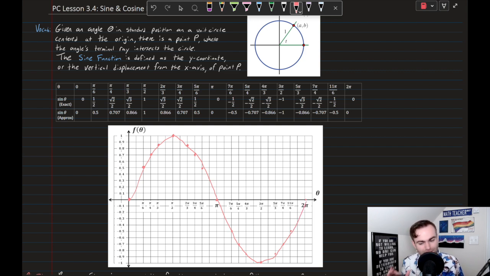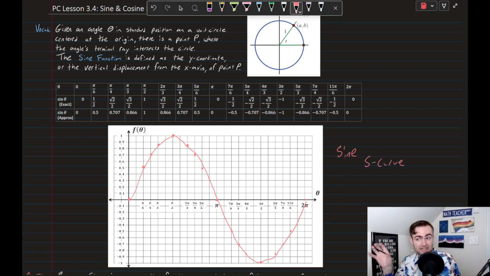And it's not quite a circle. It's not quite as pointy as mine is, but it's not quite a circle. It almost looks parabolic. It's not a parabola, but it almost looks parabolic, which is really cool. So sine makes an S curve.